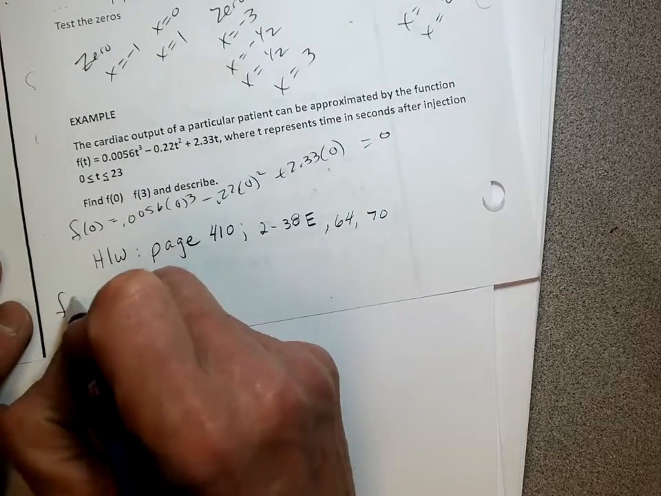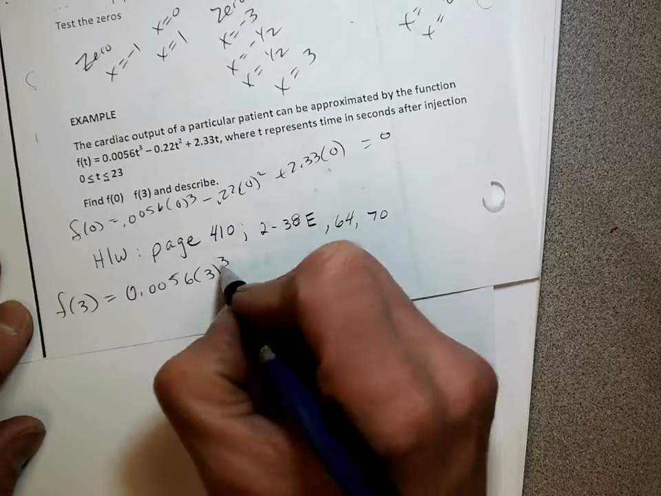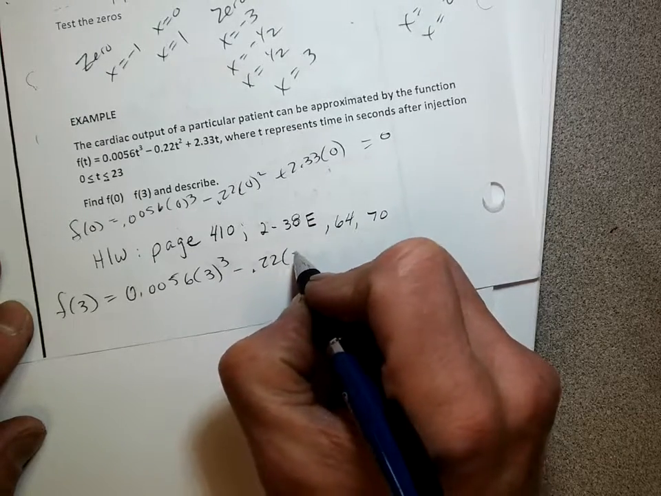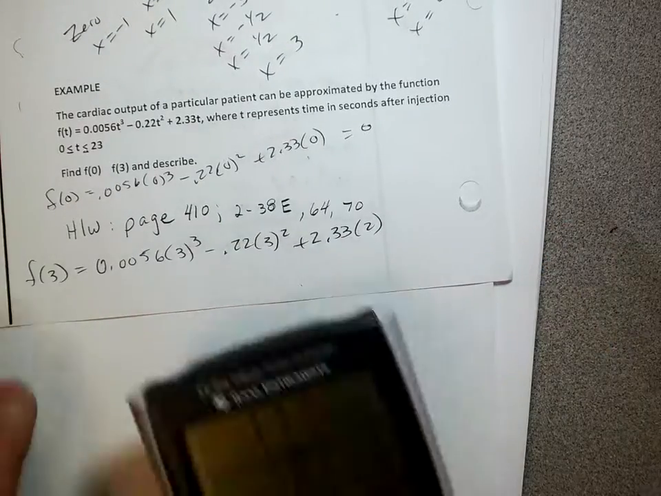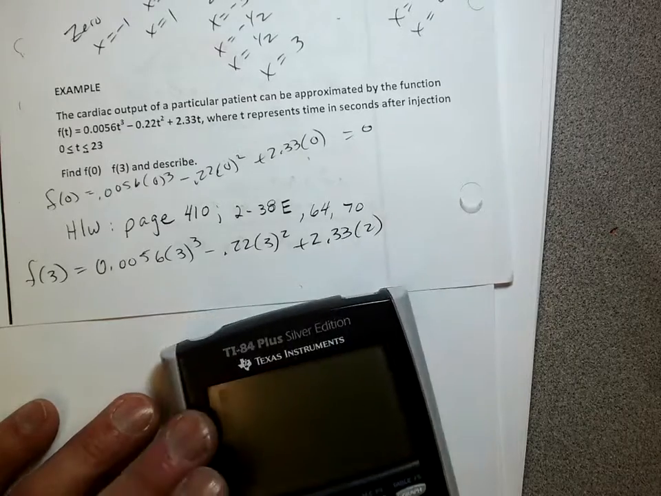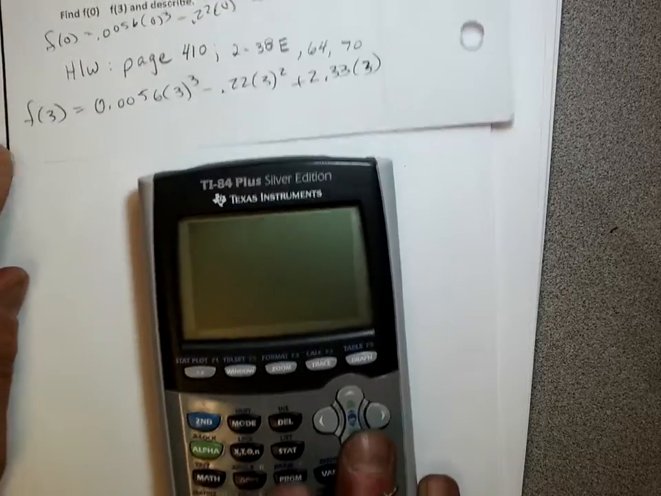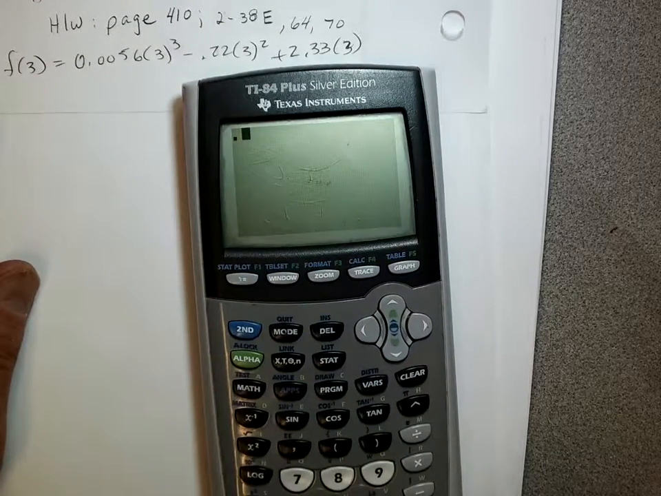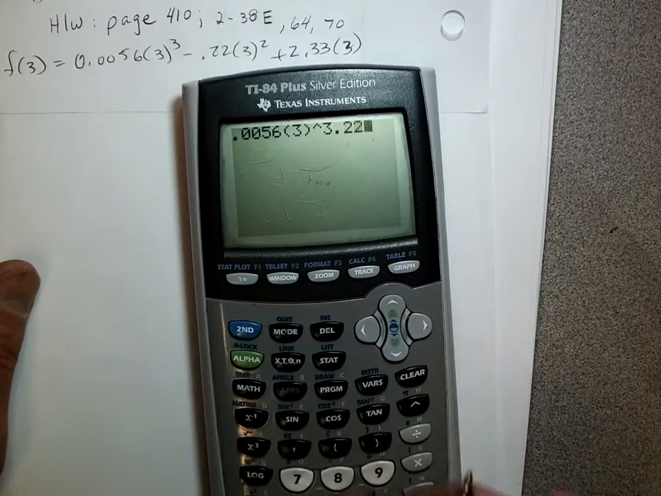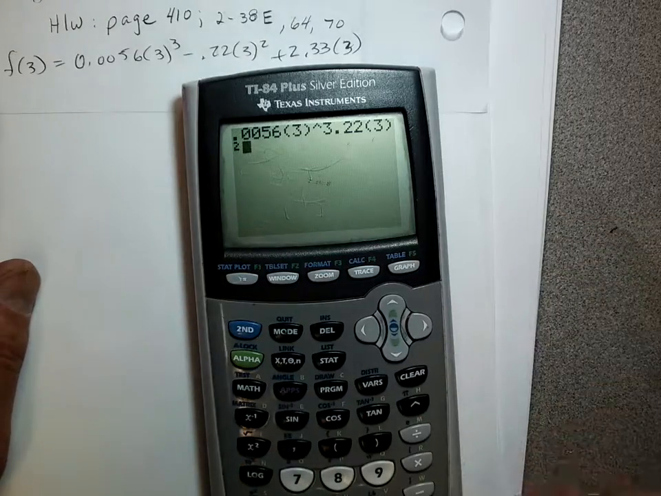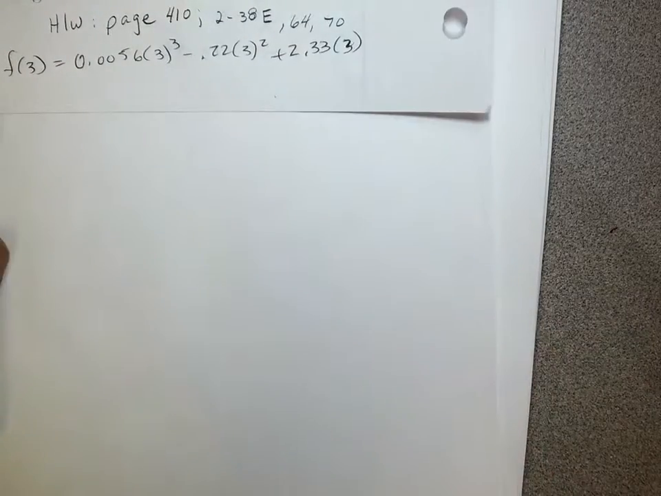So we'll go f of 3 is 0.0056 times 3 cubed minus 0.22 times 3 squared plus 2.33 times 3, thank you. I appreciate you, I do. If I plug that in, let's see what I get. 0.0056 times 3 cubed. Keep me honest, Claire. 0.22 times 3 squared plus 2.33 times 3, right? And I get an answer about 8.7.